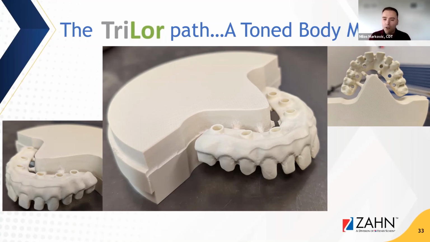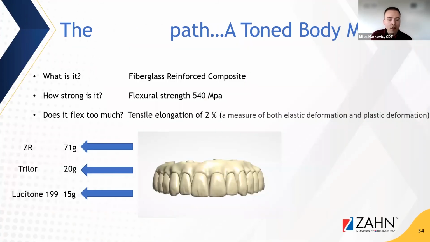And you can't just run it on a regular zirconia strategy. It's either going to undermill or it's going to break your burrs. So once you acquire it, and it's a good material to have, it's important to reevaluate that. To give you an example, when we're talking about weights of things, that same case that you see here weighed 15 grams in the Lucitone twist that I showed you. The Trilor that you're going to see is 20 grams, and zirconia 71 grams.